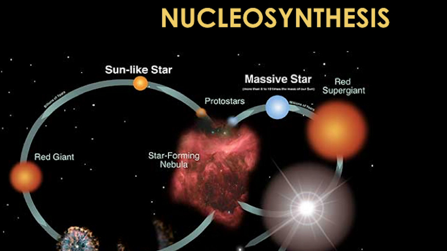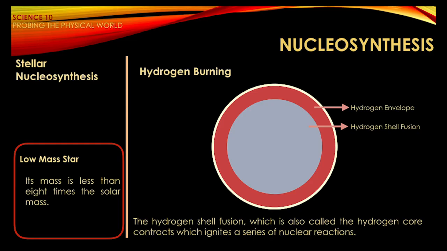As the protostar contracts, the central temperature increases to the point of igniting a series of nuclear reactions. This is also the beginning of the main stages of the hydrostatic stellar evolution, where stellar nucleosynthesis occurs. The first stage of the series of nuclear reactions is called the hydrogen burning stage, where the hydrogen core is converted to heavier elements. The nuclear reactions that happen in this stage depend on the mass of the star.